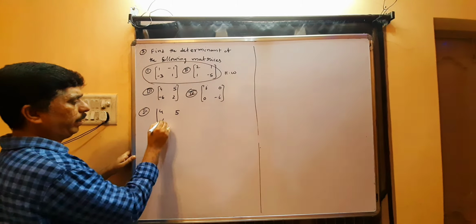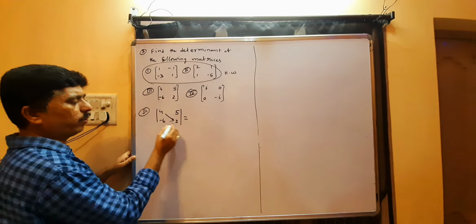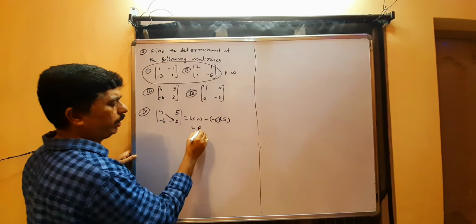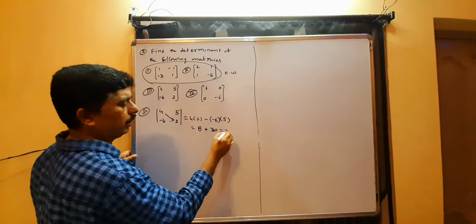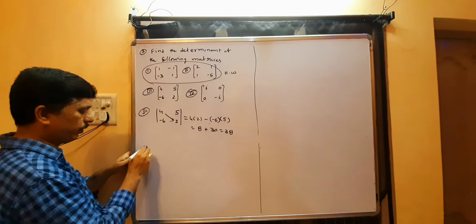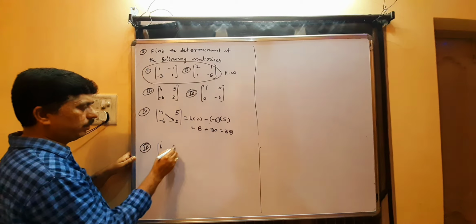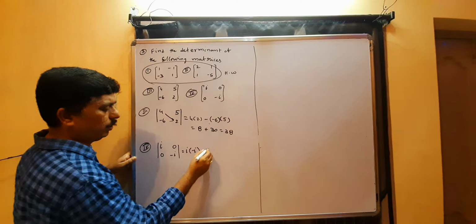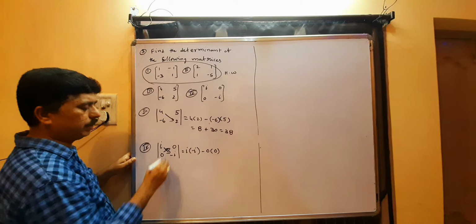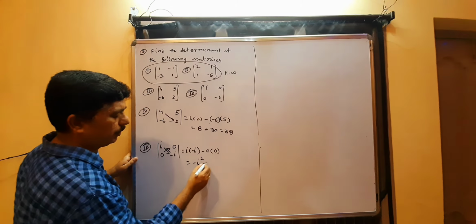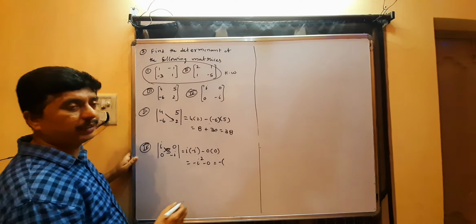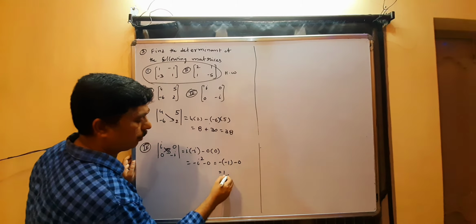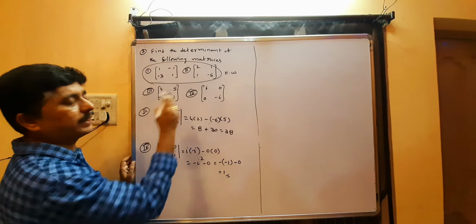Coming to the third bit, the determinant of 4, 5, -6, 2: 4 into 2, minus of -6 into 5. So 8 plus 30, that is 38. Coming to the fourth bit: i, 0, 0, minus i. So i into minus i minus 0 into 0, ad minus bc. i into minus i is minus i square, minus 0. i is the imaginary number, so i square is -1, minus of -1 is +1. That is the answer. Copy and do the first and second bit as homework.